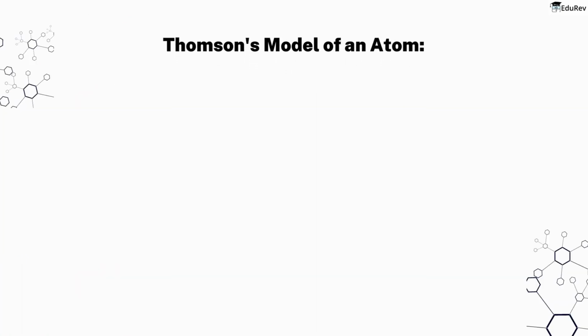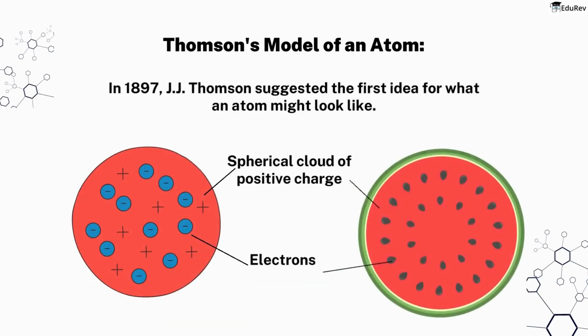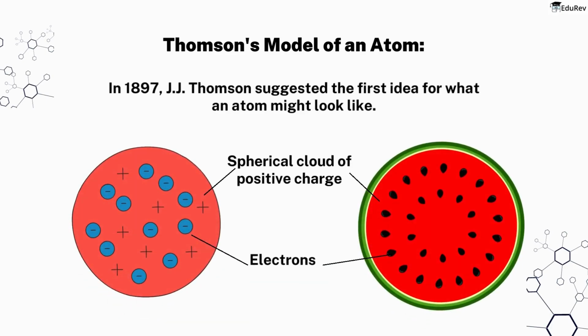Thomson's model of an atom. In 1897, Thomson suggested the first idea for what an atom might look like. He thought the atom was like a Christmas pudding or a watermelon, with the electrons stuck inside a ball of positive charge, kind of like how raisins are in a pudding or seeds are in a watermelon.